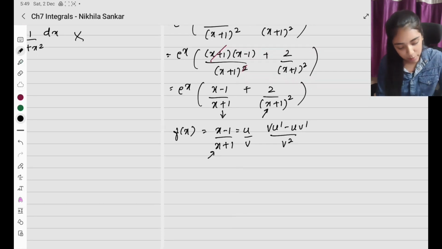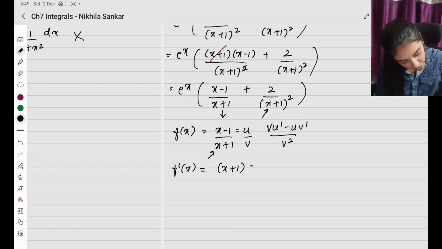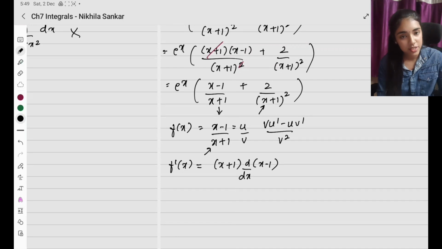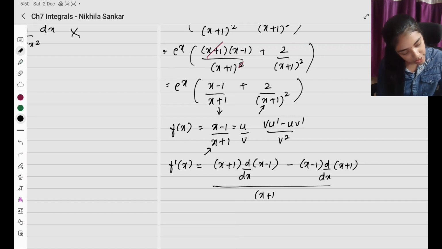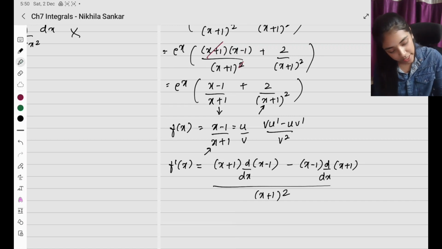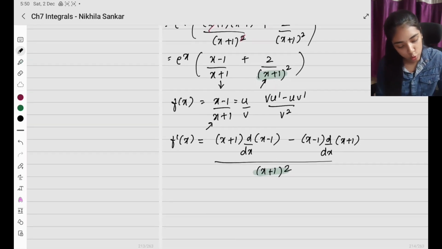Ipo numerator la eppadi check panna porom? Let us find out f dash of x. So when I find f dash of x, I have v u dash, which is d by dx of x minus 1. Derivatives la நம்ம போட்டிருக்கோம் இந்த மெத்தட்லாம். Please look at my previous videos for that. Differentiation chapter போய் பாருங்க. uv dash, which is x minus 1 times d by dx of x plus 1 divided by x plus 1 the whole square. F dash of x தான். இப்போ numeratorல 2 வருதான் பாப்போமா?